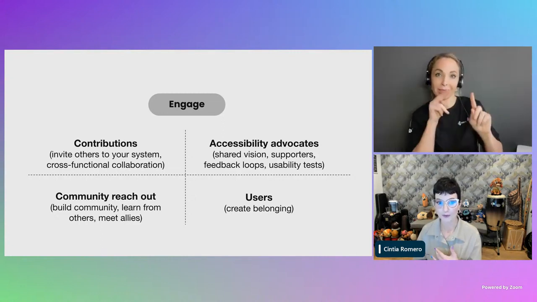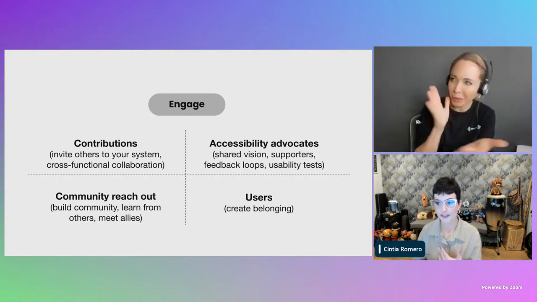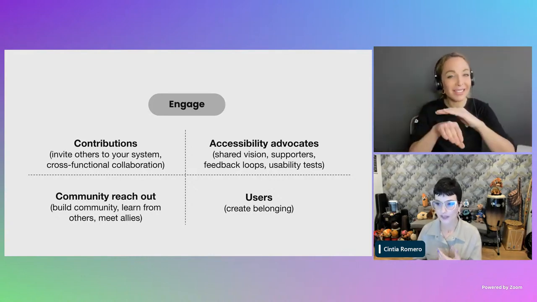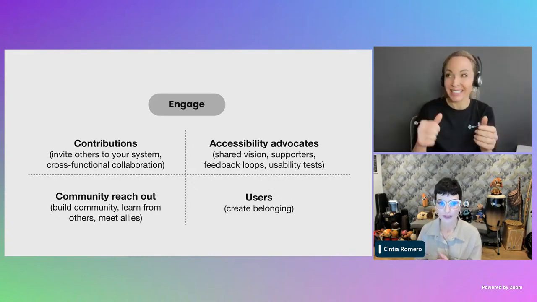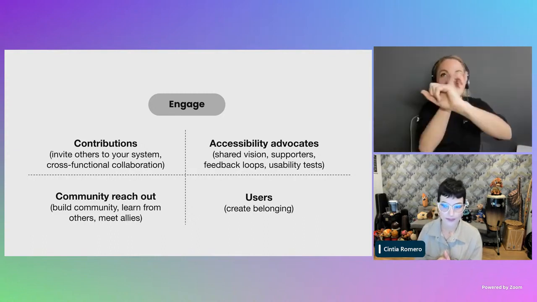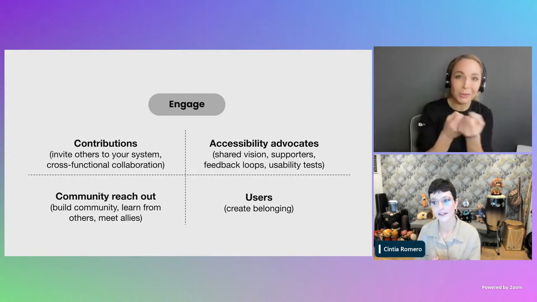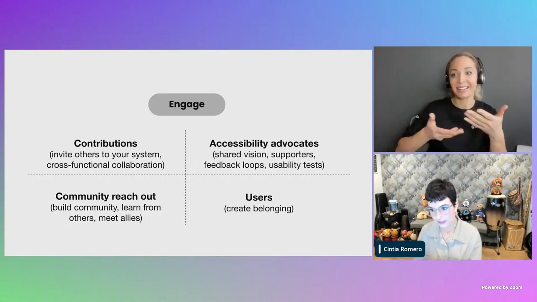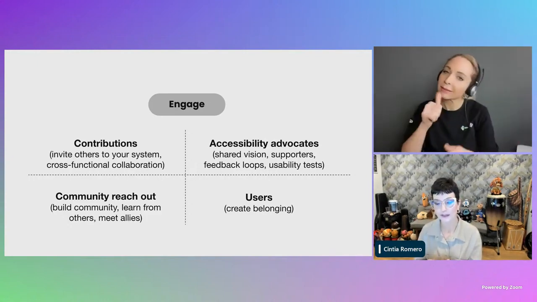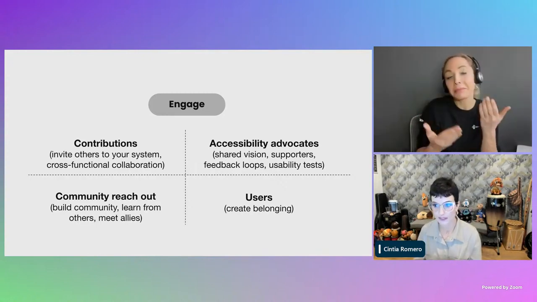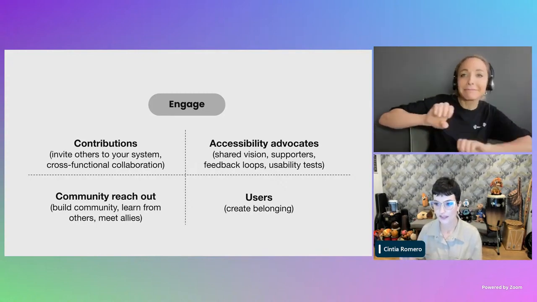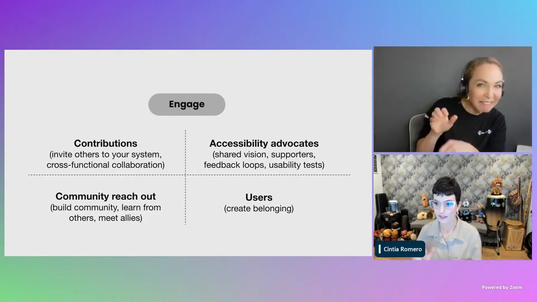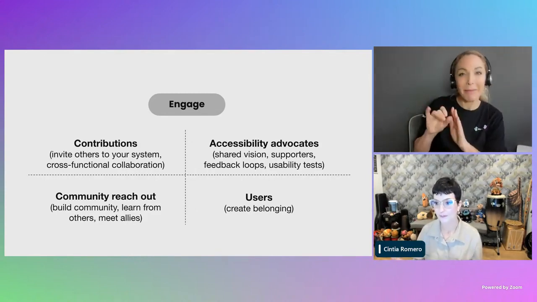And how do we build a community of accessibility advocates? Can we share the same vision? How do we get supporters? Are we thinking about feedback loops? Are we conducting usability tests? I know that not everybody can conduct usability tests. It's not available for everybody, but maybe you can run experiments and get some insight. Is that feature working? Is that accessible enough? Am I getting a good sample of users, a diverse sample, that I can test my design with?